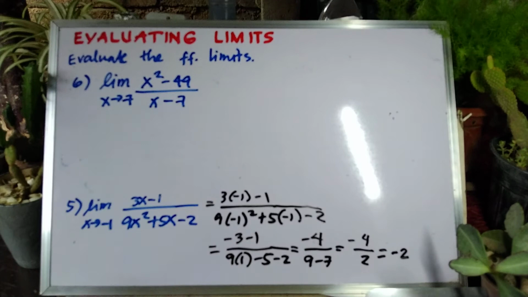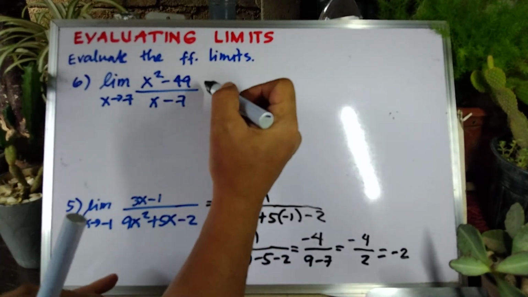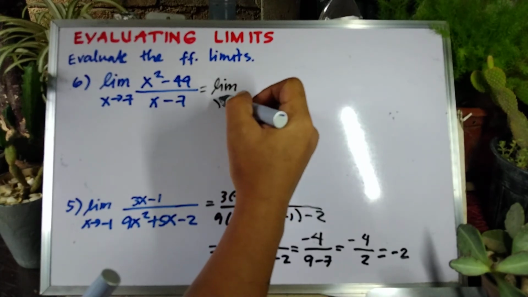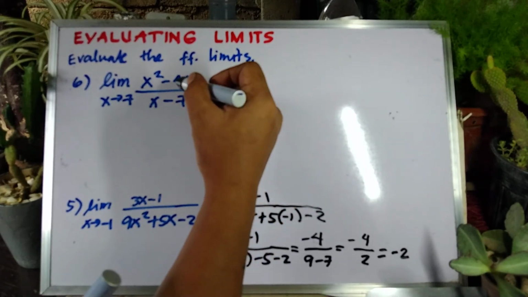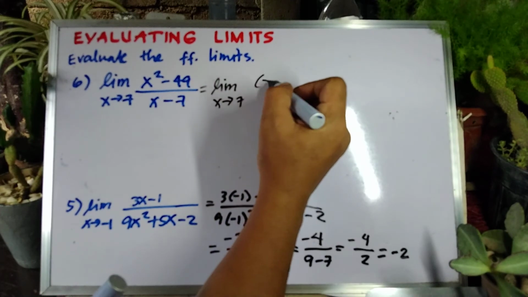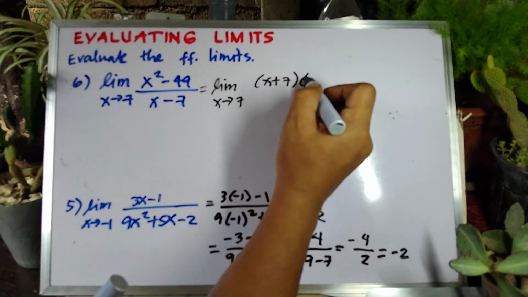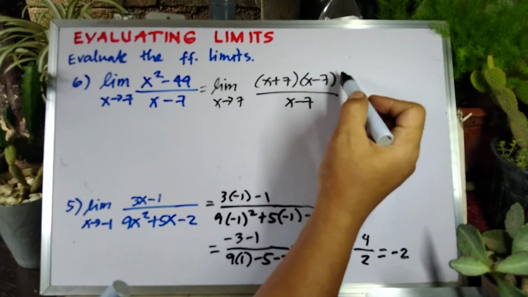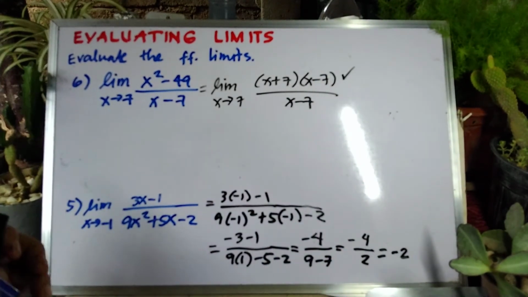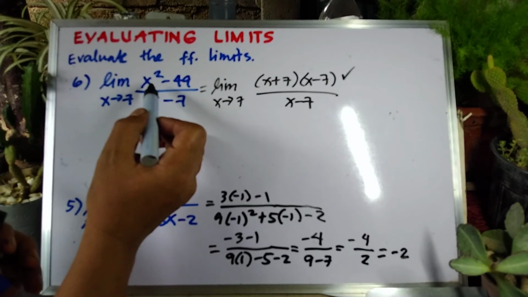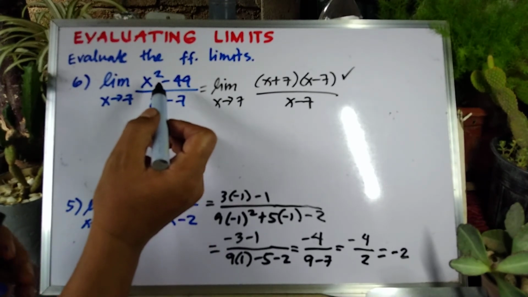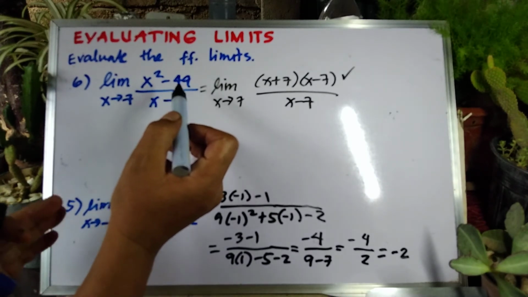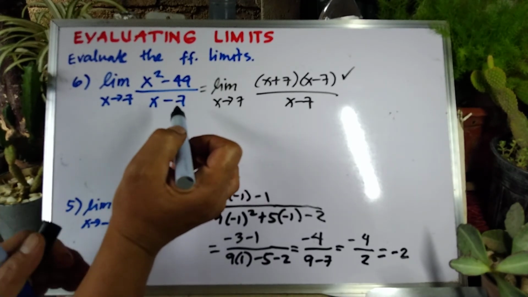So, ang gagawin natin dito, ipa-factor natin si numerator, no? The limit as x approaches 7, this is difference of 2 squares. So, x plus 7 times x minus 7 all over x minus 7. Diba? Ito yung factor ng numerator because this is difference of 2 squares. So, importante talaga na ma-recall pa natin si algebra, especially factoring.